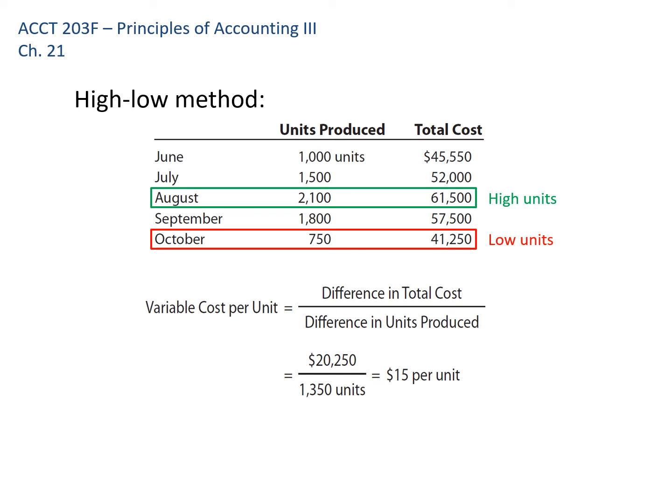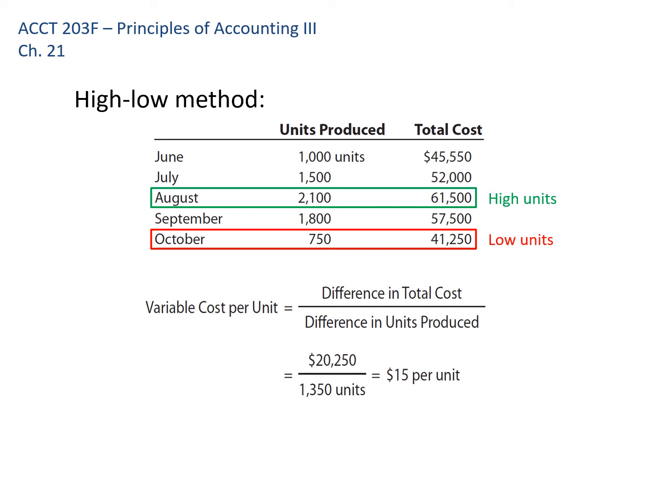Think of it on that graph as the change in the vertical distance of the line. Then I can look at the units produced. So 2,100 minus 750, that's 1,350 units. So the slope of that line is 20,250 divided by 1,350, or $15 a unit. So each unit I make in addition should add $15 in cost. For example, 2,100 units were 61,500. If I did 2,101, it would be $61,515. It would go up by $15 for each one I make.